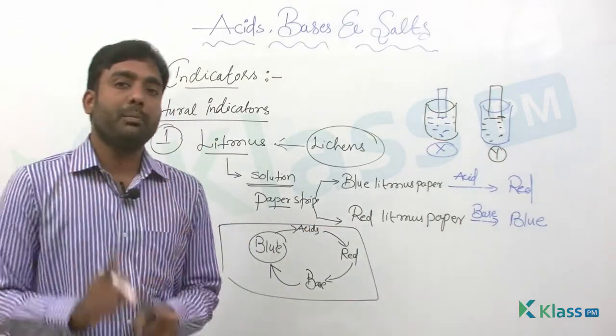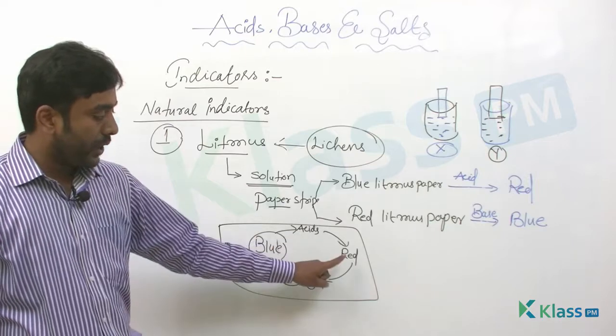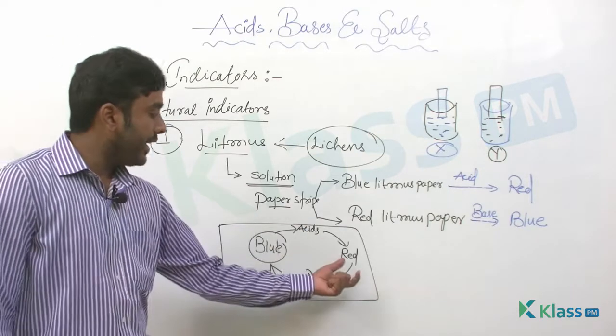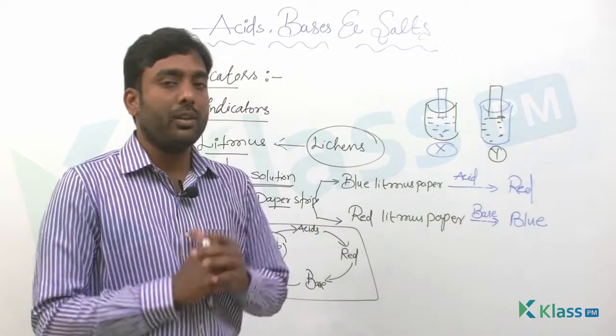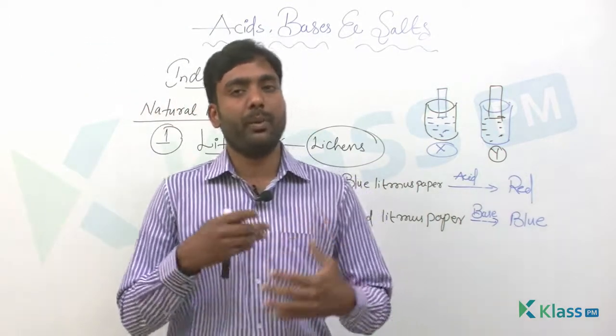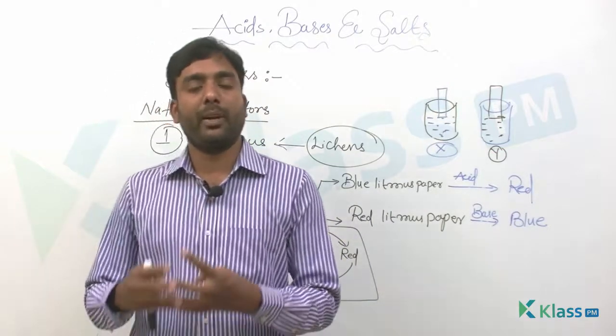Okay. Blue litmus paper changes its color to red in the presence of acids. Red litmus paper changes its color to blue in the presence of base. If you put it in the neutrals, no change in the color. Blue litmus paper remains blue and red litmus paper remains red.